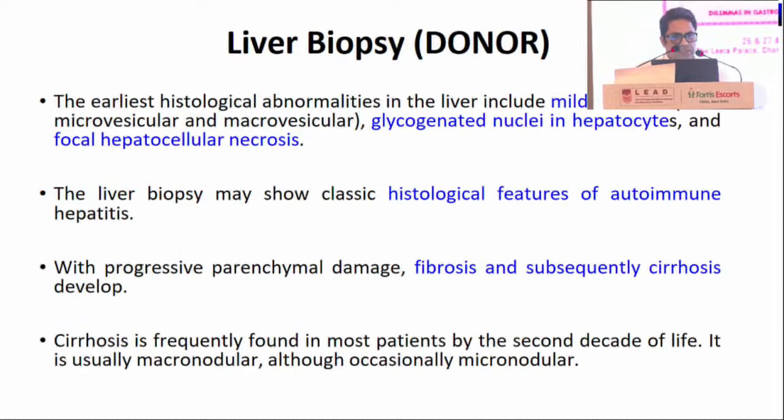Although some series have also stressed preoperative donor liver biopsy to rule out subtle signs of heterozygosity or compound heterozygosity. And in such cases, you can find early signs like mild steatosis, glycogenated nuclei in hepatocytes, histological features of autoimmune hepatitis, fibrosis in late cases. So it depends on center to center, but if all the clinical criteria which I mentioned in the last slide are okay, probably there is no need of getting the liver biopsy done.